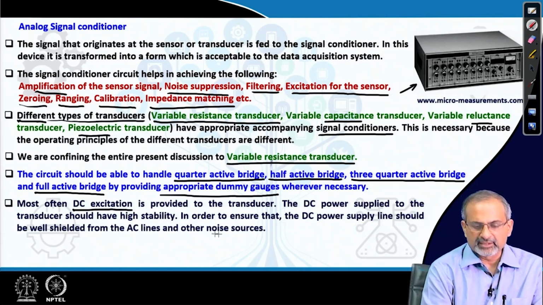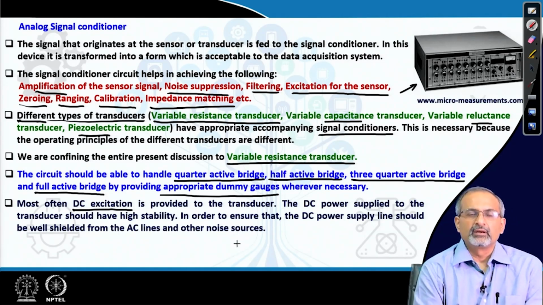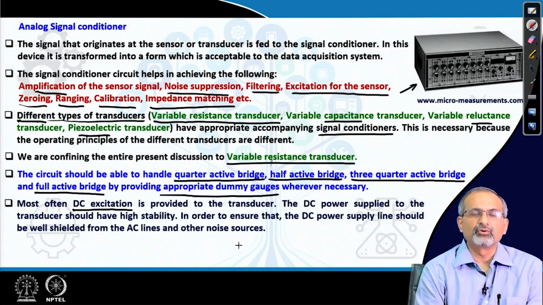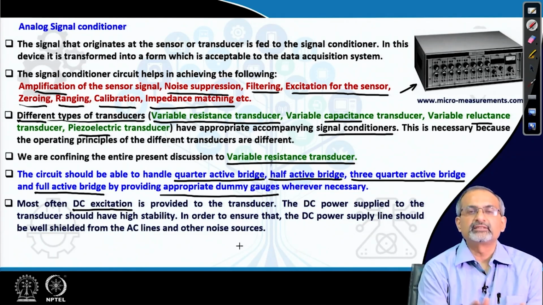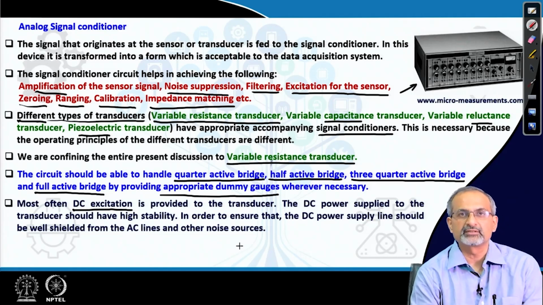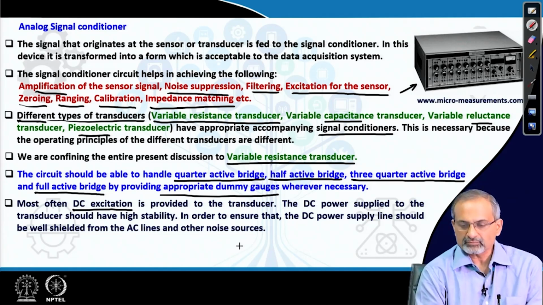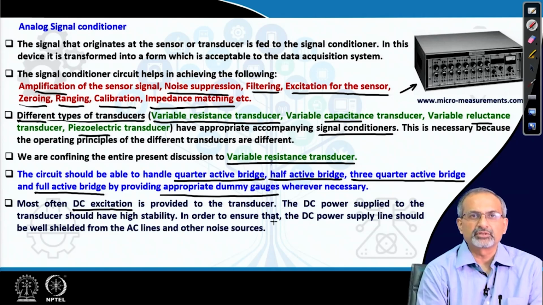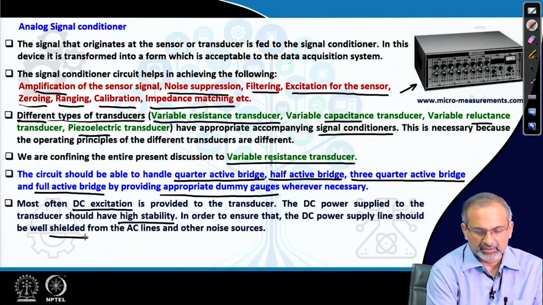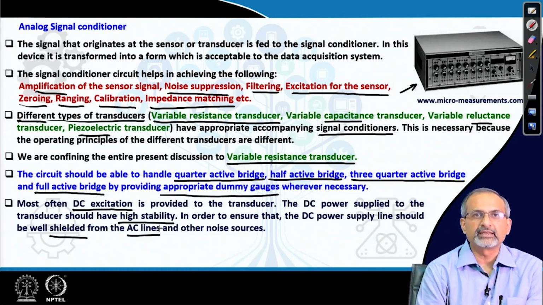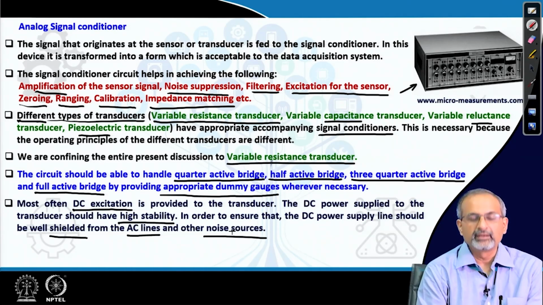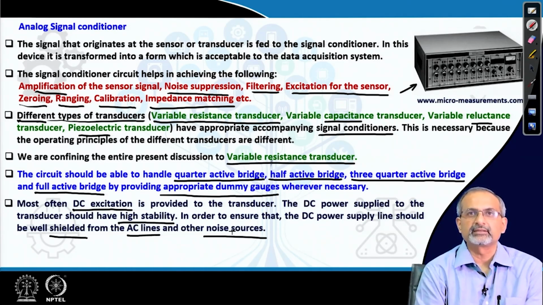Most often DC excitation is to be provided to the transducer. Depending on what excitation voltage is required at the transducer end, the signal conditioner should be able to provide it. That means the signal conditioner excitation voltage range should fit most of the transducers which need to be used along with it. The DC power supplied to the transducer should be very stable. In order to ensure that, you need to have shielded cables used, and the shielded cables should be isolated from the AC lines and other noise sources, in order that you keep high stability in the DC excitation voltage.